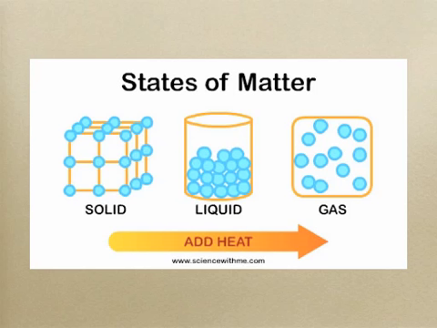You should also know that you can change a solid or a liquid or a gas into some other state of matter by adding or removing heat. So for example, if you have a cube of solid water, you can add heat to that ice cube, and eventually it becomes a liquid. And if you keep adding heat, that liquid will eventually become water vapor.